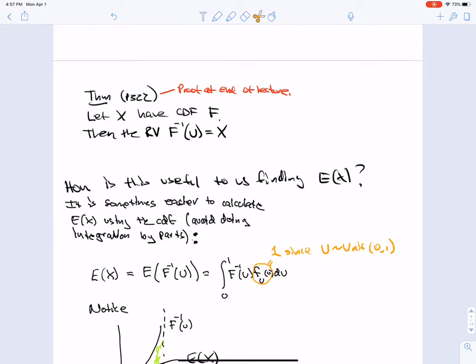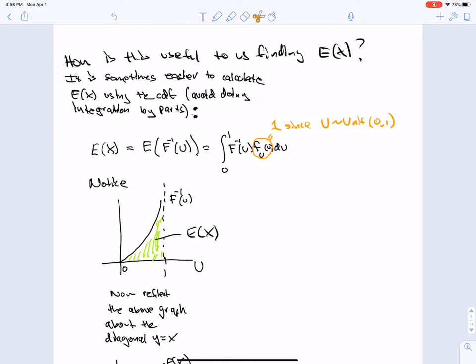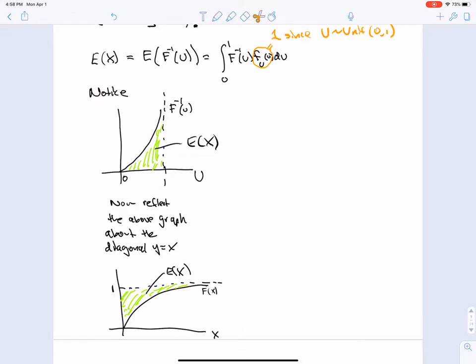But how is this useful to us in finding the expectation of x? Well, it's sometimes much easier to calculate the expectation of x using the CDF, because essentially it allows you to avoid doing an integration by parts. So the expectation of x is the expectation of F inverse of u, which is a function of u. u takes non-zero values between 0 and 1, so I'm going to integrate from 0 to 1. I have my function F inverse of u, and then I write the density of u, which is 1 between 0 and 1. So this is just basically integrating the function F inverse of u between 0 and 1, which is the green shaded area here.